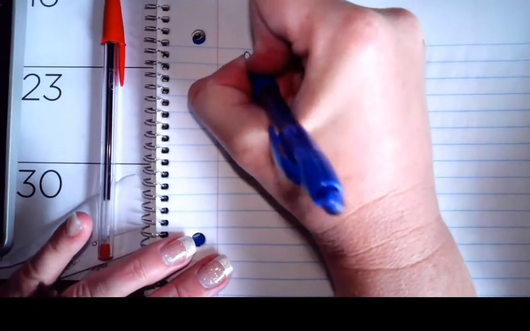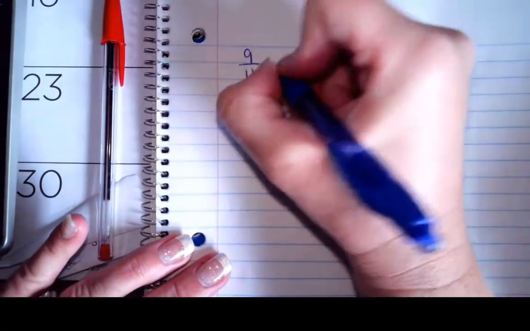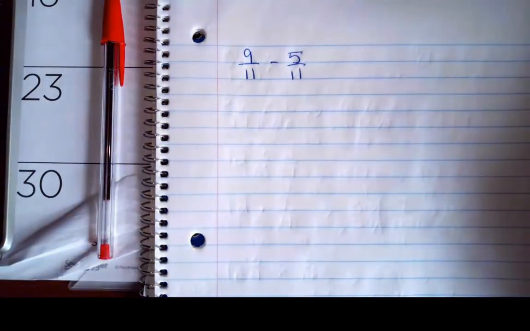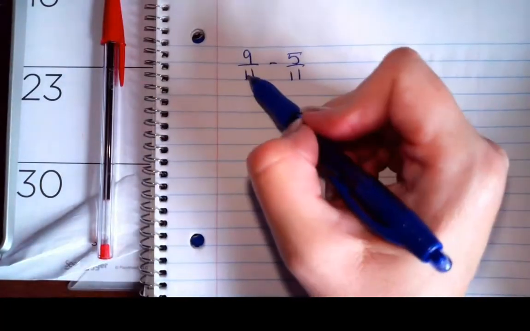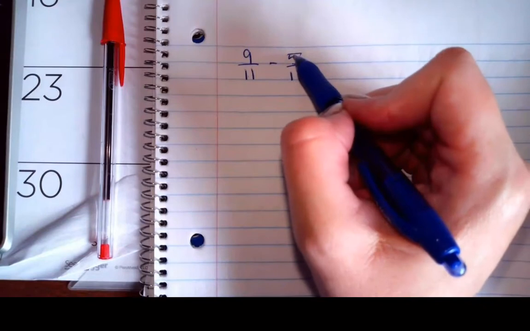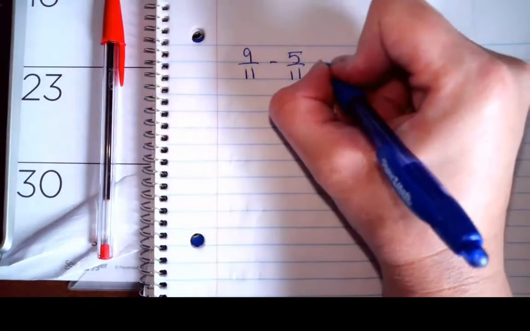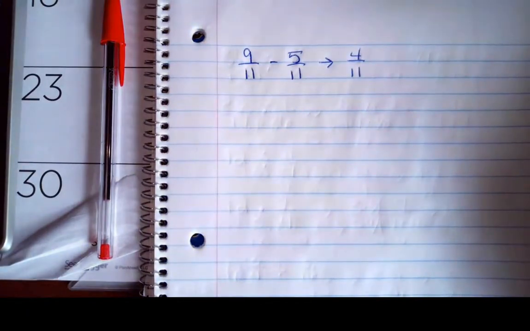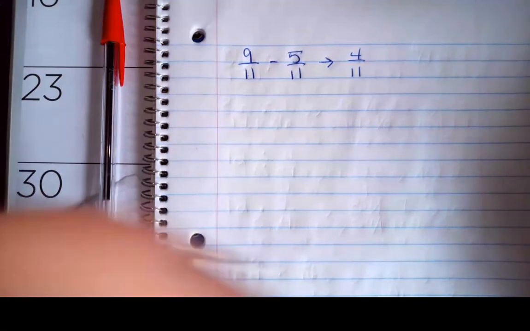I have 9/11ths, and we're going to go into subtraction, minus 5/11ths. So my question is, can my fractions talk to each other? Yes. I have 9/11ths, and I'm going to take away 5 of those 11ths. How many 11ths do I have left? I have 4 11ths left. Okay, so subtraction is going to work the same way.